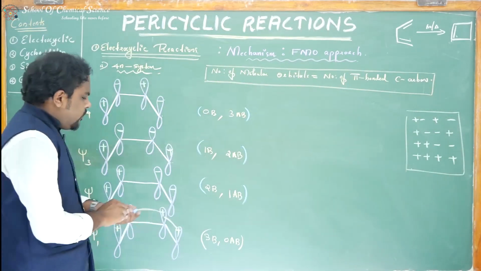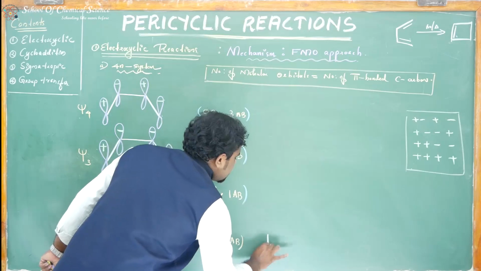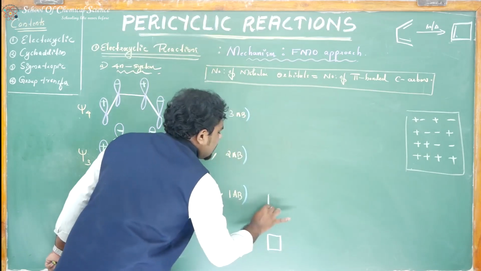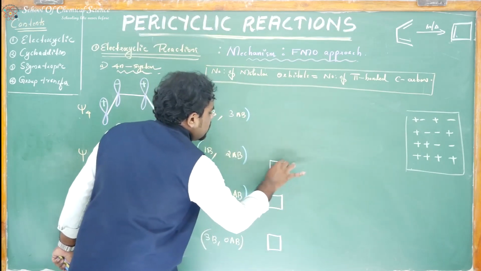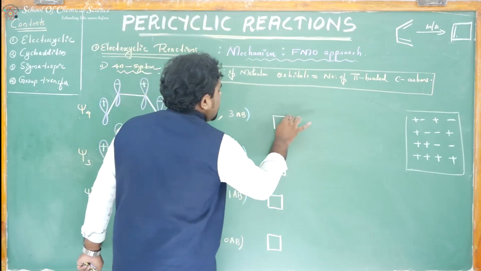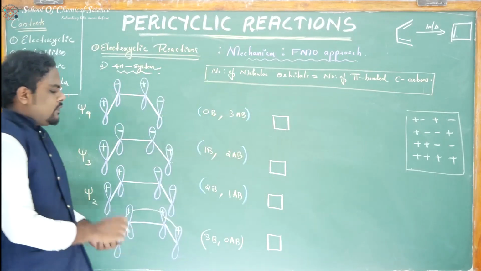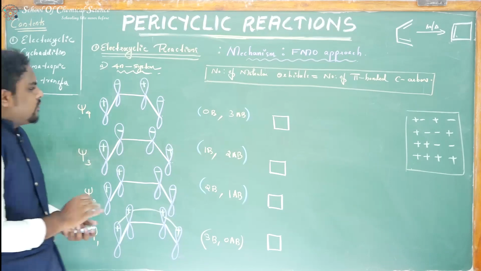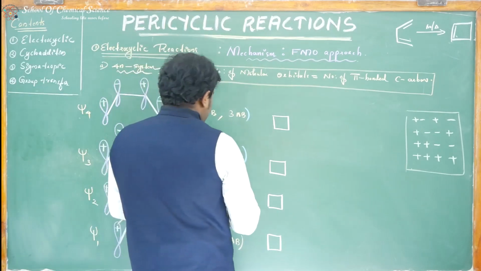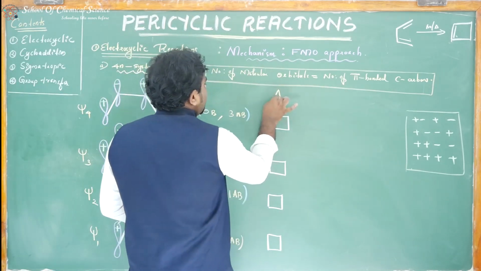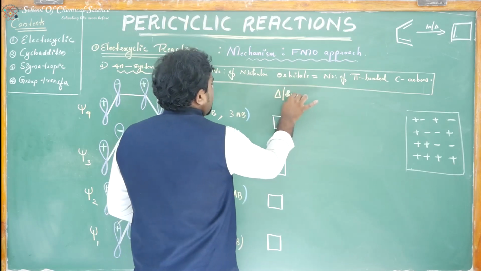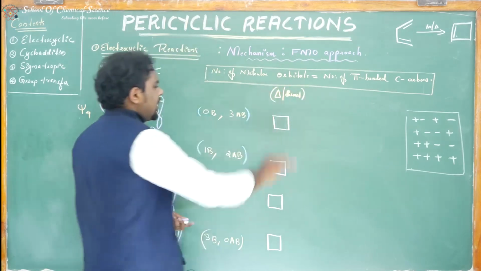Okay, so there are a total of 4 molecular orbitals. This is the first molecular orbital psi 1, second molecular orbital psi 2, third molecular orbital psi 3, fourth molecular orbital psi 4. So under thermal condition.